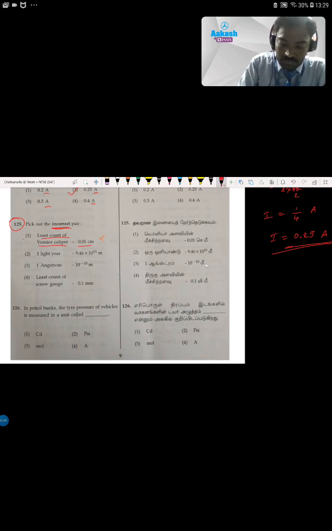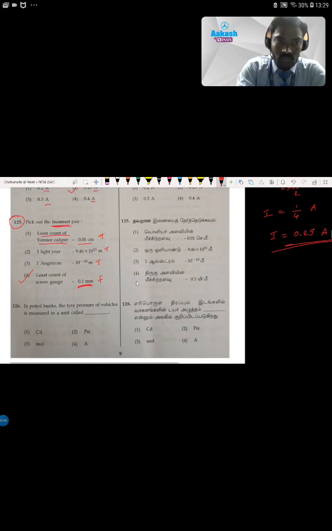Next, second option, one light year is 9.46 into 10 power 15 meter or 9.46 into 10 power 12 kilometer. Correct pair only. 1 angstrom is 10 power minus 10 meter or 10 power minus 8 centimeter. Correct pair only. Least count of screw gauge is 0.01 millimeter, but here they are giving 0.1 millimeter. So this is the false or incorrect pair. According to this logic, the correct answer for question number 125 is option 4.